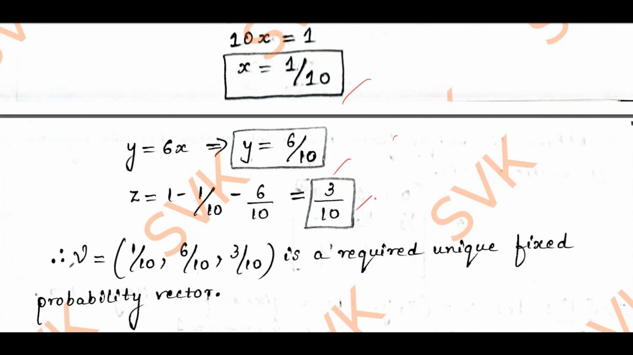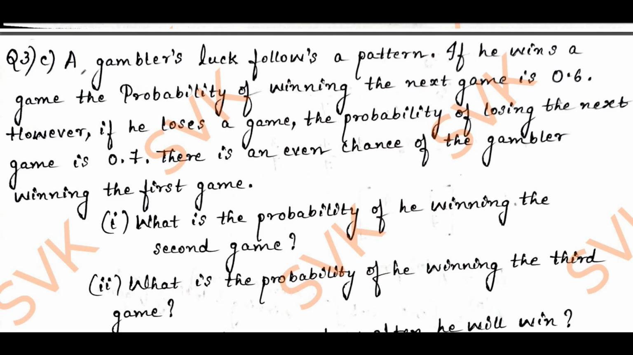Therefore, the unique fixed probability is given as v equal to 1 by 10, 6 by 10, 3 by 10, which is the required unique fixed probability vector. So this is how we can solve the problems of unique fixed probability vector. Moving on to question number 3c.